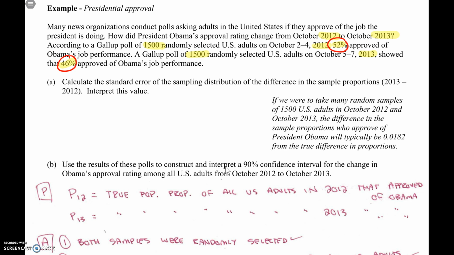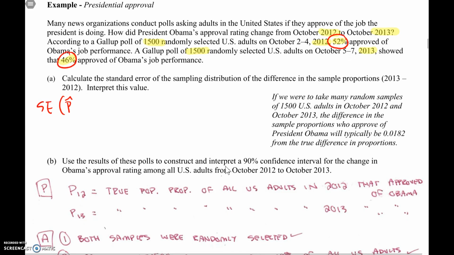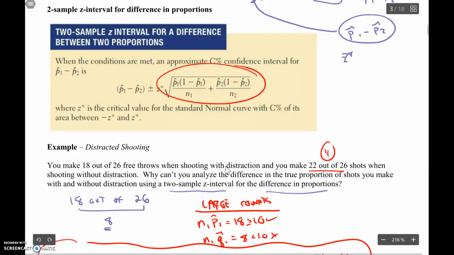Because of sampling variability. Calculate the standard error of the sampling distribution of the difference in sample proportions, 2013 minus 2012. Interpret this value. So what is the standard error of p hat, let's call it p hat 13 minus p hat 12? The formula is a square root. I'm using this formula here again, putting in the p hats.